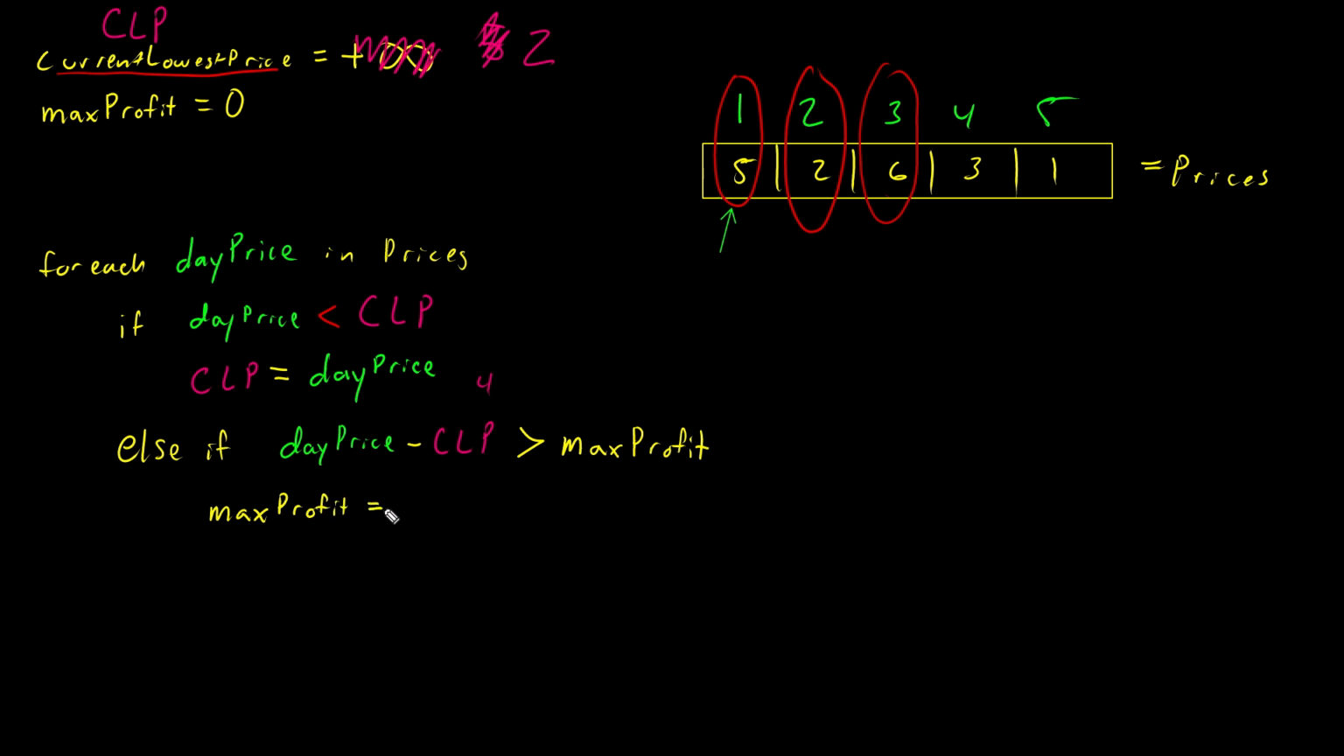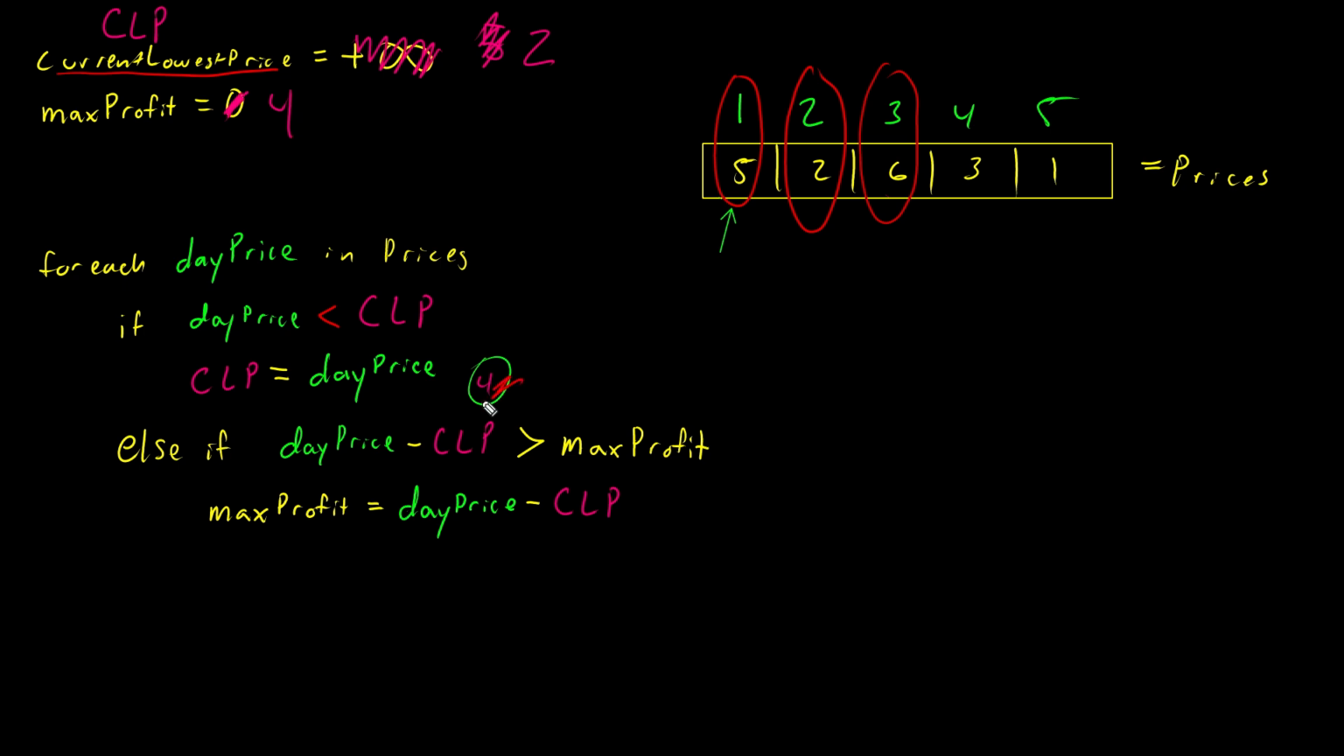Max profit is now equal to, well, what's our max profit? How did we get here? Well, we have to update it to if we sold today, right? How did we get that 4? Well, we got that 4 by saying that our max profit is just day price minus our current lowest price. All right. So our day price for now is 6. Our current lowest is 2. So we would make a $4 profit. Let's update that. So our max profit now would be 4.